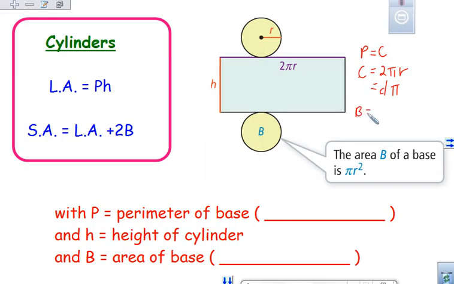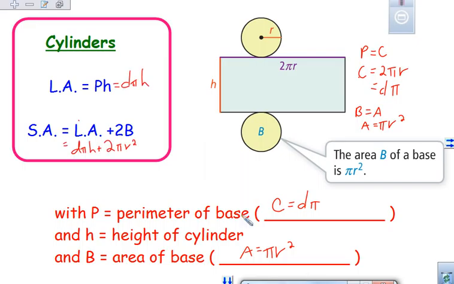A capital B is the same thing as the area of a circle, and the area is equal to pi r squared. And I guess I could be writing this down here. The perimeter of the base is going to be circumference, which equals diameter times pi, and area is equal to pi r squared. So these are the two formulas that I would use. Lateral area equals diameter times pi times the height, and surface area equals diameter times pi times the height plus 2 pi r squared, because that's going to give you two bases.